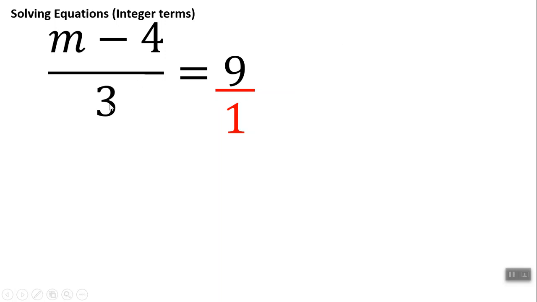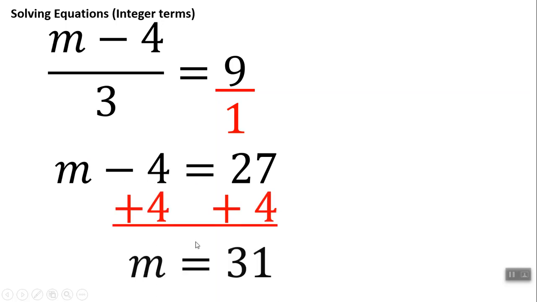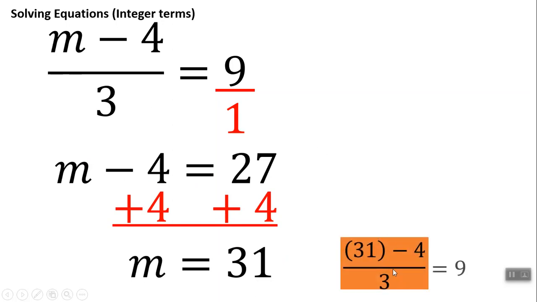You could think 3 times 9 is the same thing as 1 times m minus 4. And that way you end up getting 3 times 9 being 27, and 1 times m minus 4 gives you m minus 4. From there you can add 4 to both sides and you end up getting 31. And when you plug 31 back in for m, you do end up getting 9.